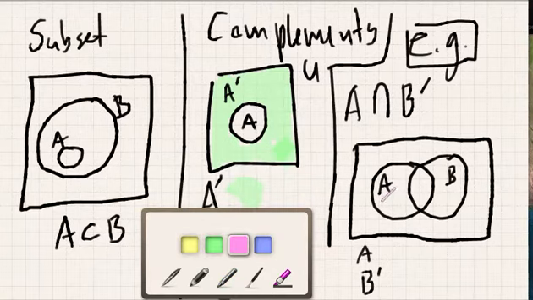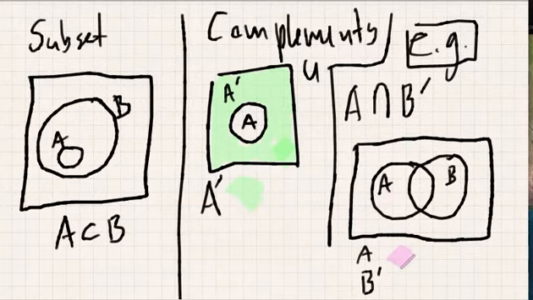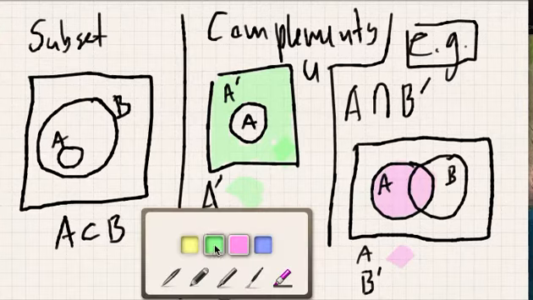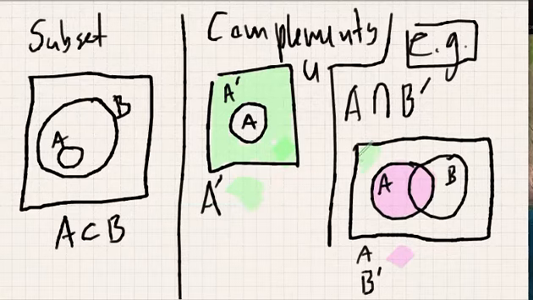So I'll shade A this nice color of pink. There we go. This is A. And then I will shade B bar just because I seem to have been doing this. B bar is everything that's outside of B. I'll give it this nice color green right here. Notice that I'm staying outside of B, but parts of A actually do get shaded in.